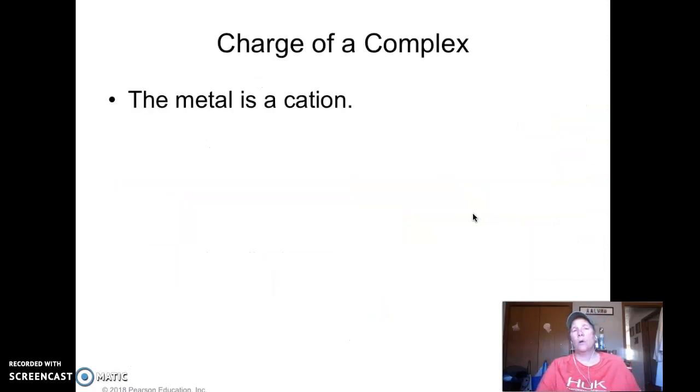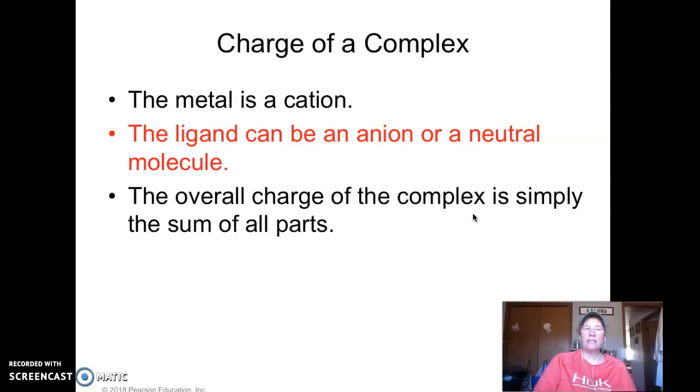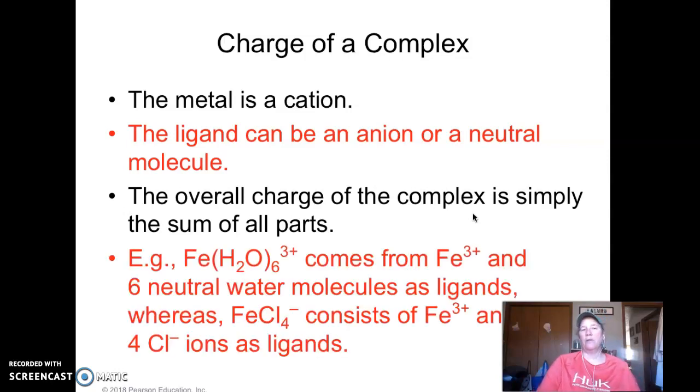So when you look at the charge of these, they're cations. In other words, they have a positive charge. They are going to give up their electrons. A ligand can be an anion or a neutral molecule. They will form with some of your transition metals. And again, I'll show you some more in a minute. The overall charge of the complex is simply the sum of all the parts. So if I have iron and six H2O, this together has a +3 overall charge, so then you have to go, let's see, iron's +3, there's 6 neutral waters. The water would be considered a ligand. It doesn't have a charge, so the iron must be +3.